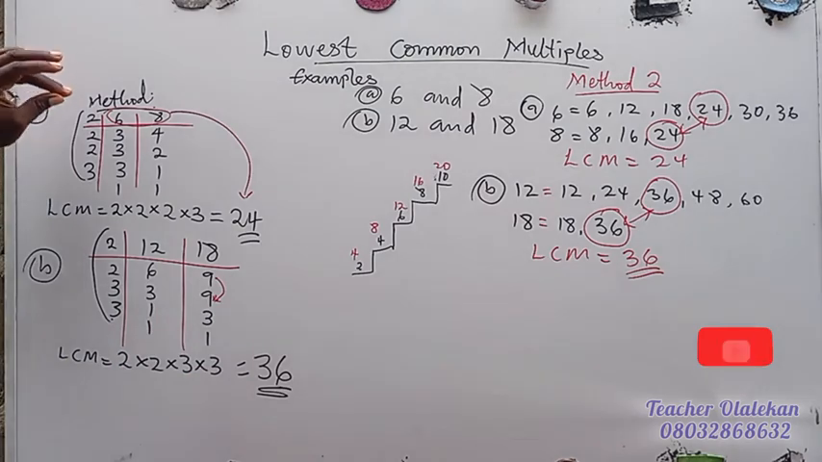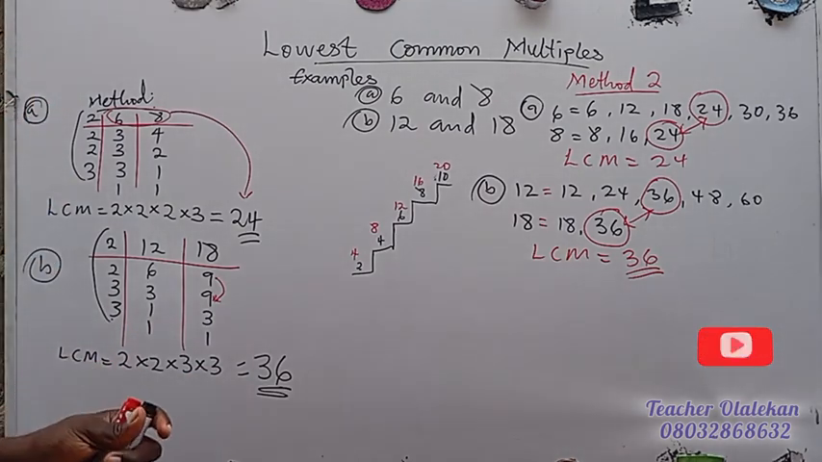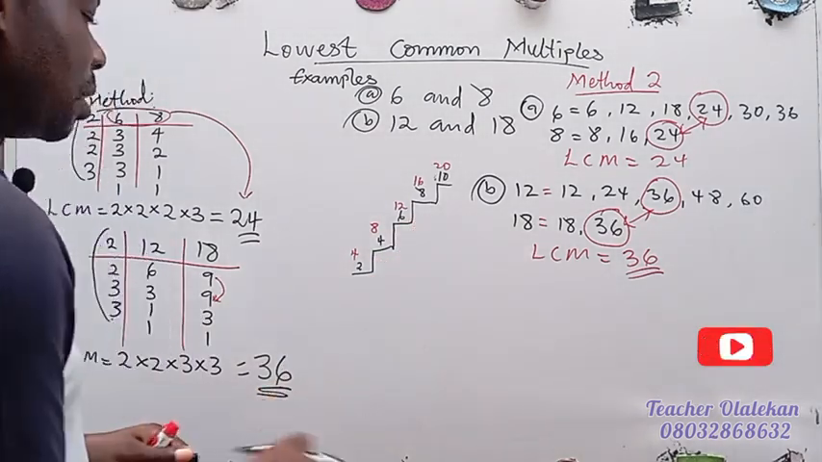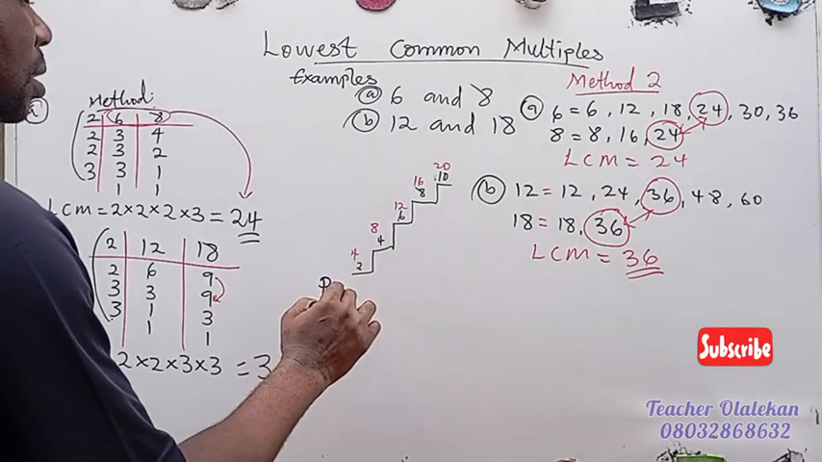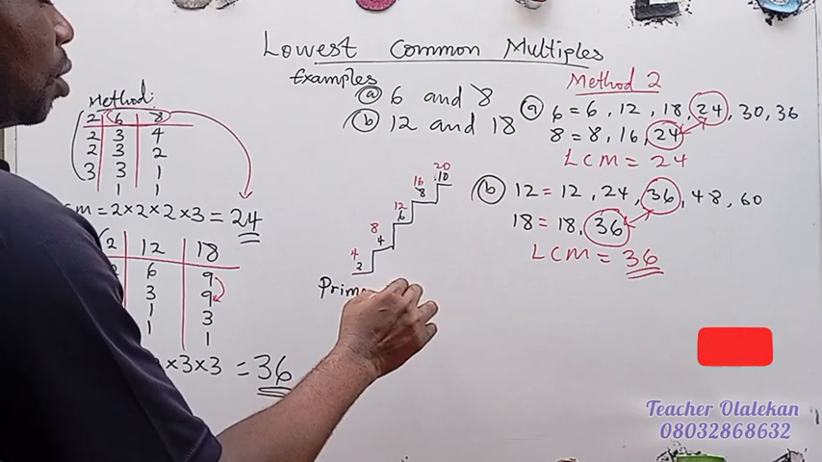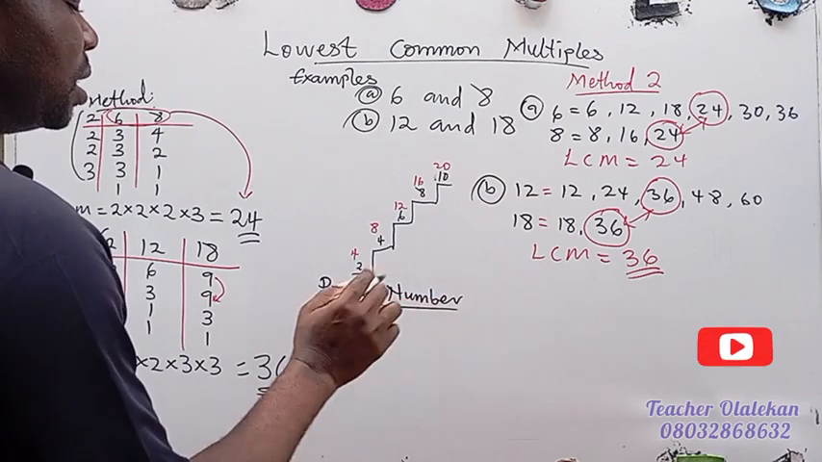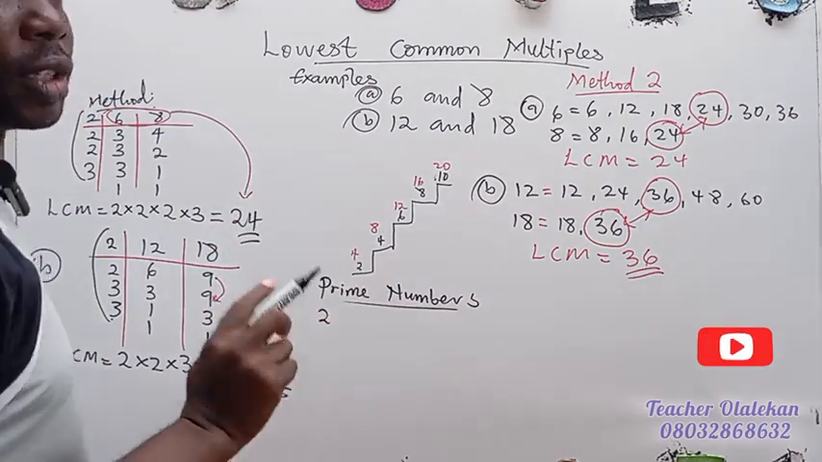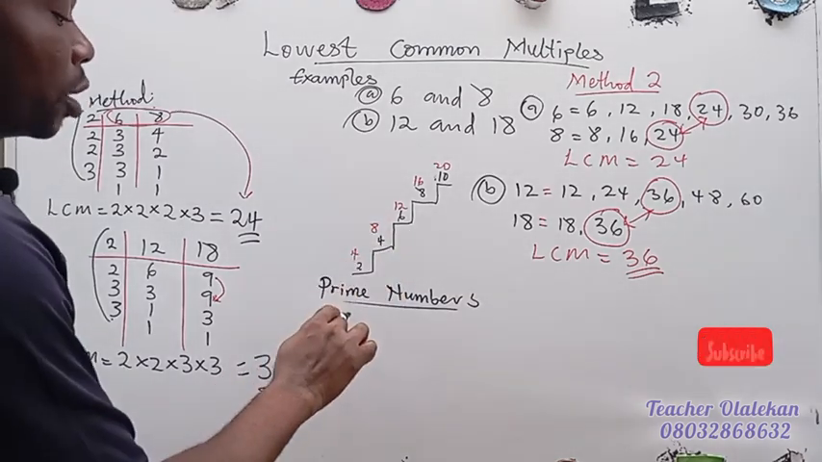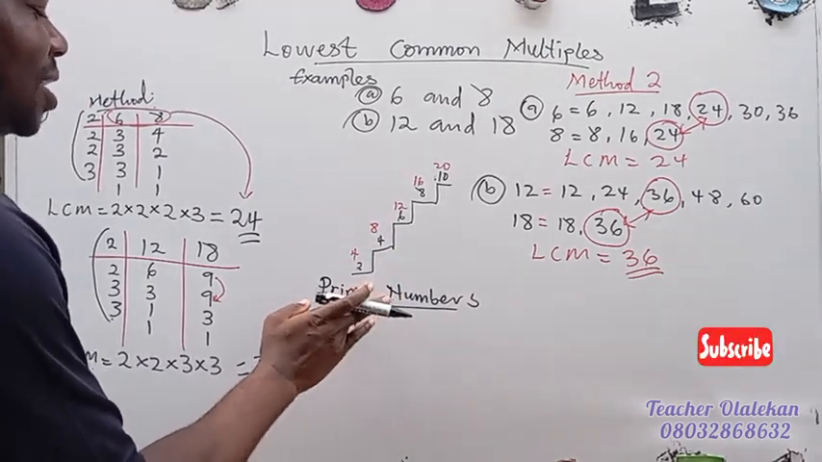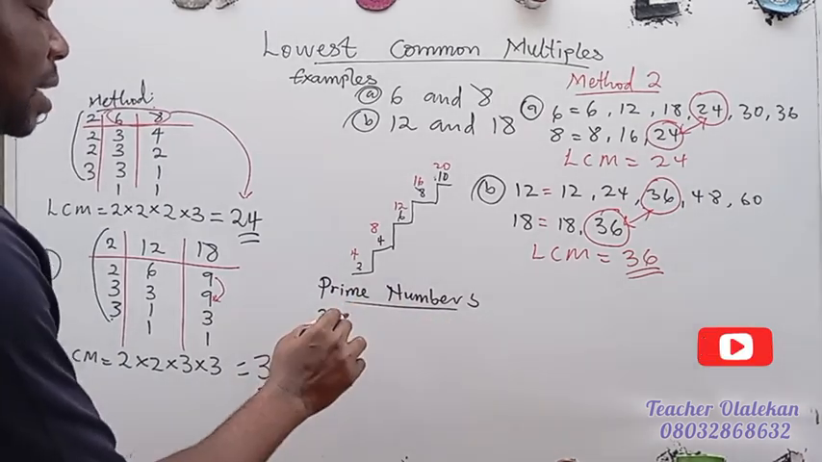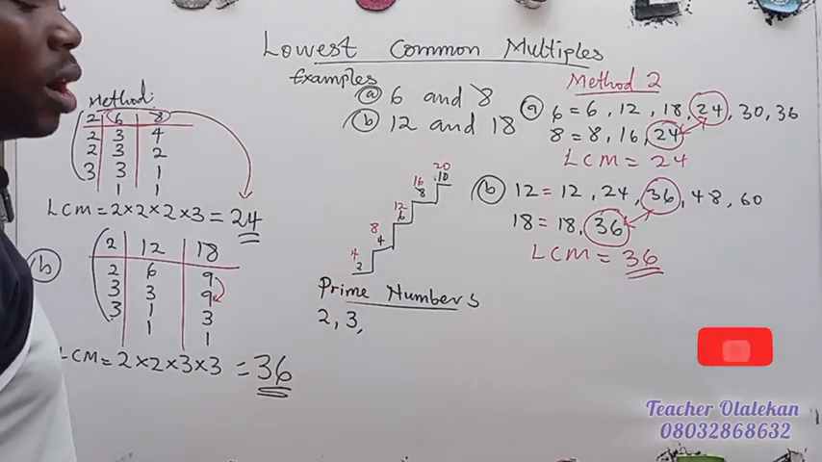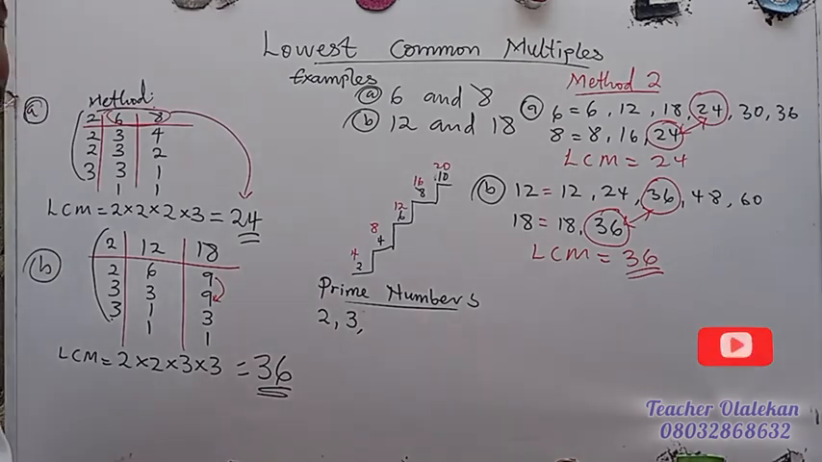So just use the common prime numbers. So now let's have some examples of prime numbers. Prime numbers are numbers that can only be divided by 1 and itself. So the first prime number is 2. After 2, the next prime number is 3. That's a number that can only be divided by itself, because 1 is a universal factor. 1 can divide all the figures in the world.